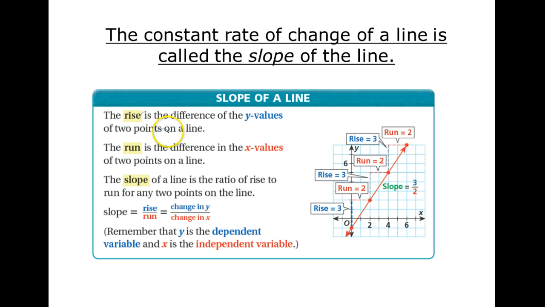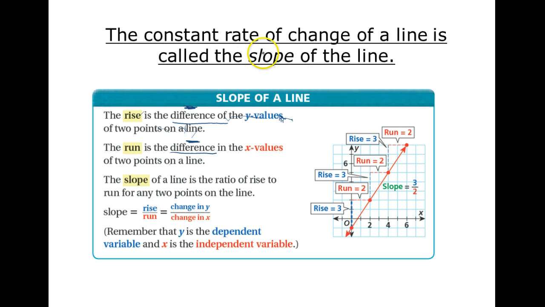So to find the difference in the rise we have to subtract, and also to find the difference in the run we need to subtract as well. So basically what we're doing is subtracting the y values and subtracting the x values. Now the slope is the ratio of the rise over the run. Again, you get the change in y divided by the change in x.